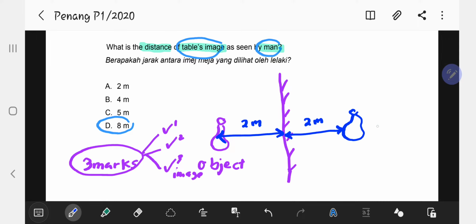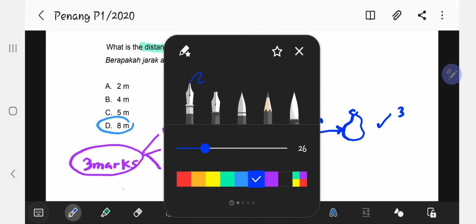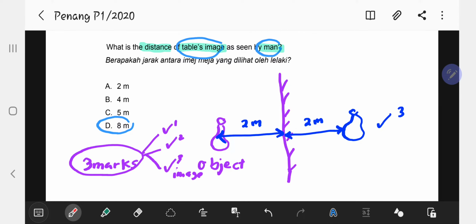Okay, so this will be mark number 3. In order to draw the ray diagram, you need to have 2 rays. So for the first ray, you need to pick which point. Let's say I want to start from this point. Okay, 1 point, start from here. So it means that the image for this point is this.